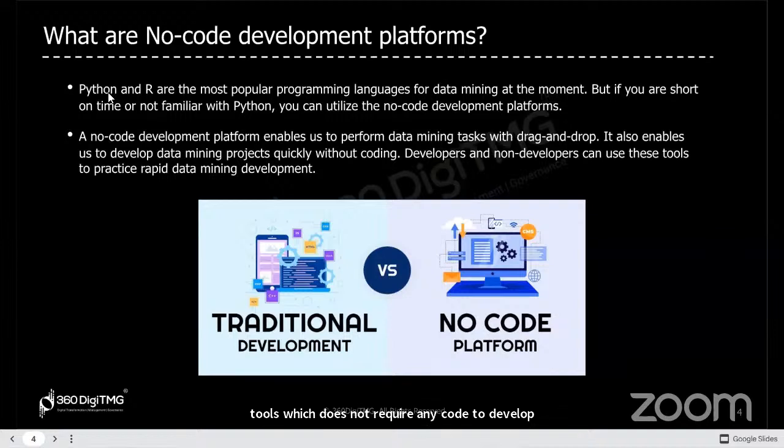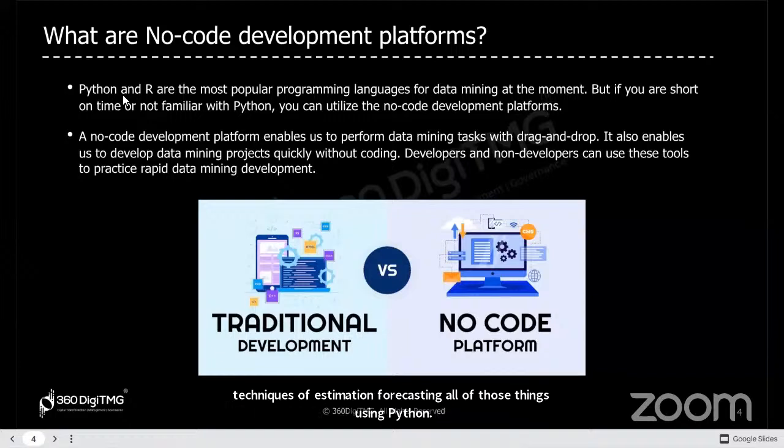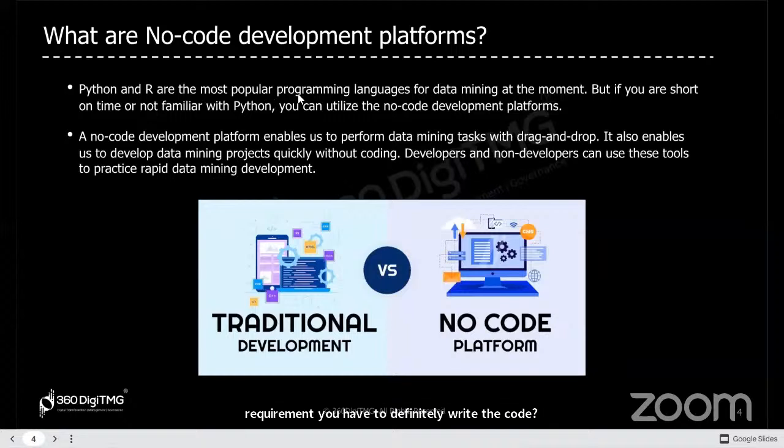Python and R are the most popular programming languages for data mining at the moment. As we talked about before, you can do all the techniques of estimation, forecasting, all of those things using Python. You have an idea about that. So what is the requirement? You definitely have to write the code. These are the most popular programming languages for data mining at the moment.